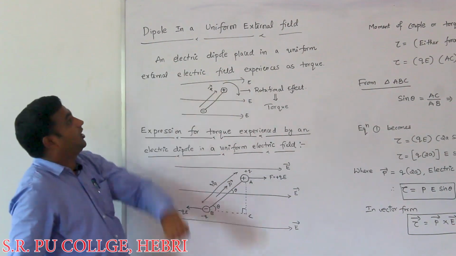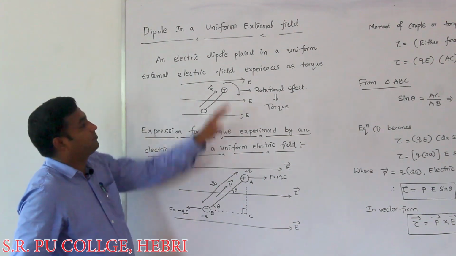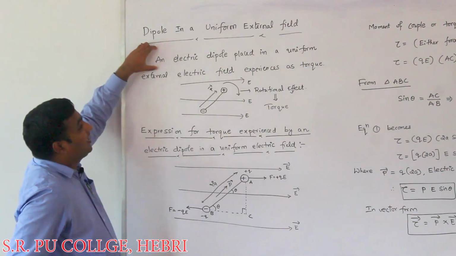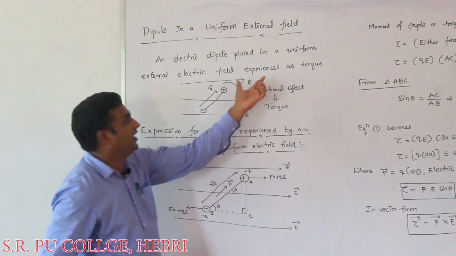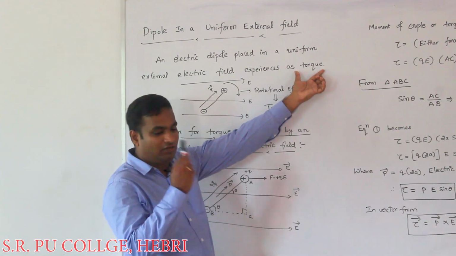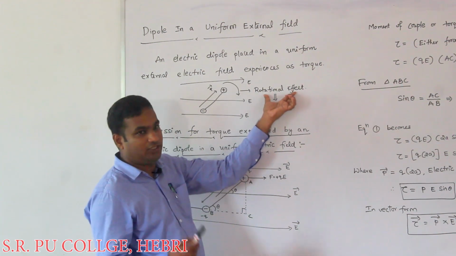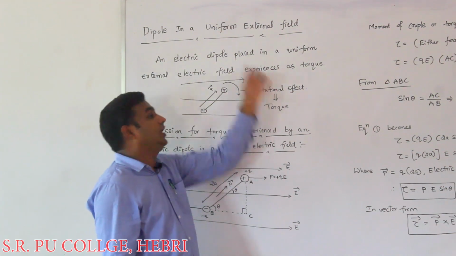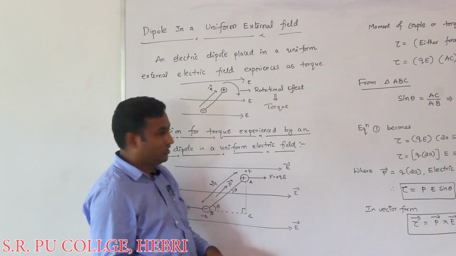Now, when this electric dipole is placed in a uniform electric field, it will experience an effect called torque. That's why an electric dipole placed in a uniform external electric field experiences a torque. You already know the meaning of torque. Torque is nothing but the rotational effect produced by a force. But here the rotational effect is produced by the electric force, that's why it is called electric torque.